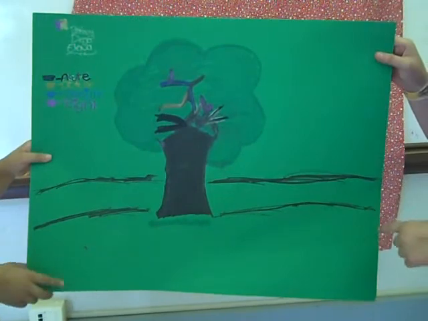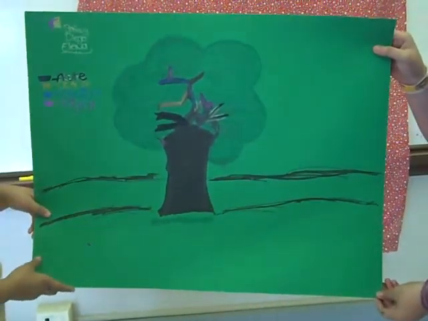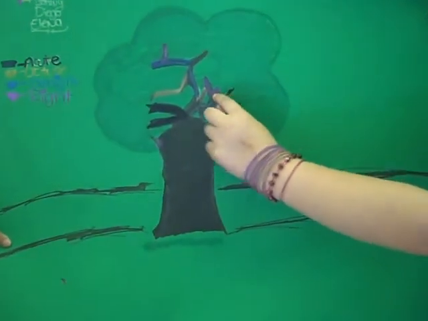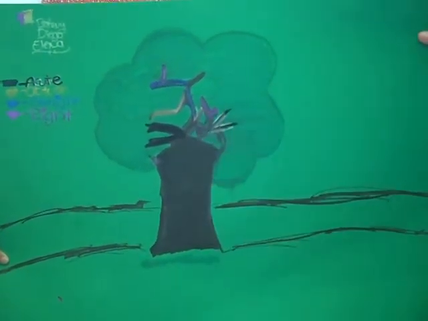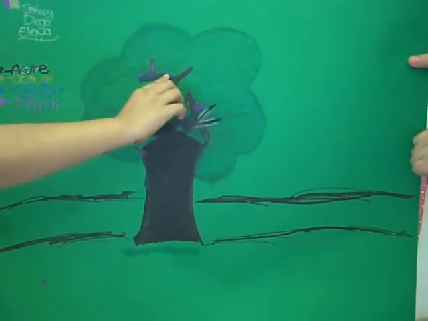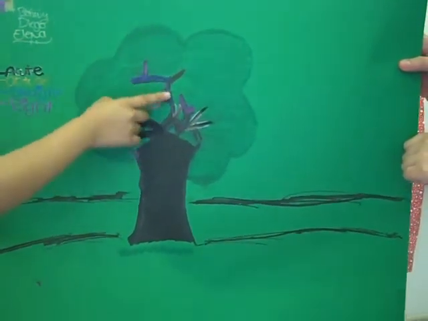In this picture, we have introduced the acute, obtuse, and straight angles. Right here, you can see the two right angles. Right here, you can see a straight angle, and you can see another one right here.